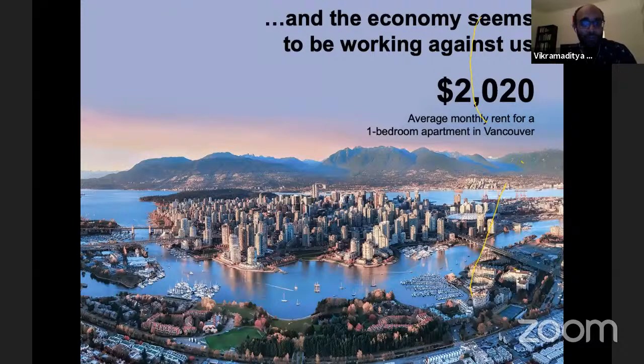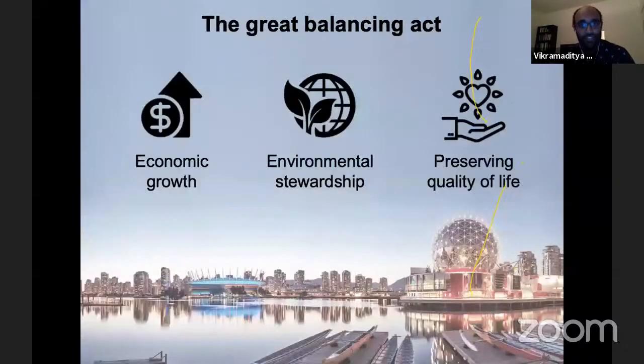So as engineers and scientists, we have to balance these two polarizing powers. One is this rampant industrialization and the damage that it has caused on the environment. And the second is that the economy always seems to be working against us. And as engineers, this is that great balancing act, the triple bottom line as we address it.